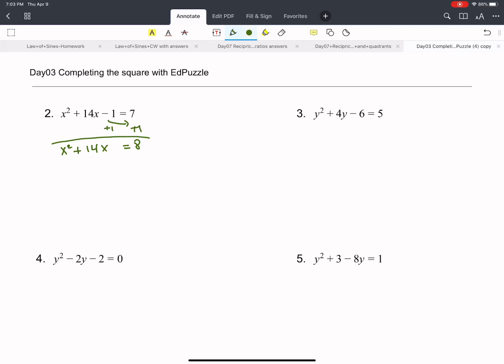Now I got to get that half number, remember? So I'm gonna get that special magic number. We're going to take 14 over 2 and square it. So that's 7 squared. That's 49. So then I'm going to add 49 to both sides. So plus 49, don't forget, you got to add it to the other side. So x squared plus 14x plus 49 is equal to 57.